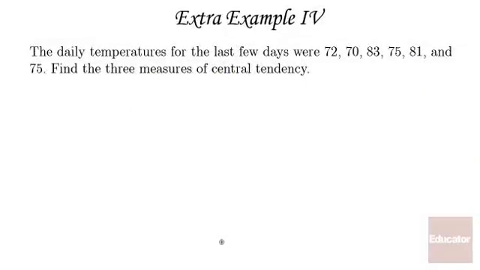And the fourth example, the daily temperatures for the last few days were 72, 70, 83, 75, 81, and 75. Find the 3 measures of central tendency. So we have the mean, the median, and then we have the mode, right?